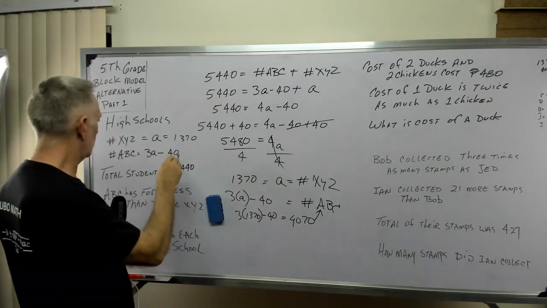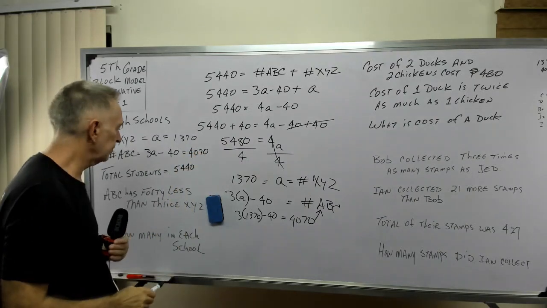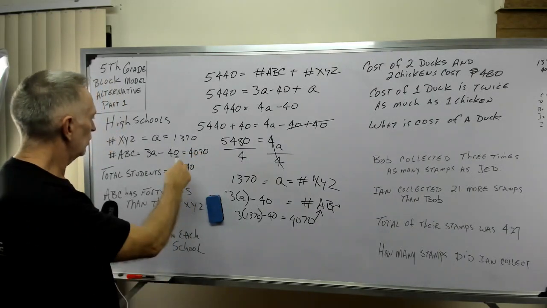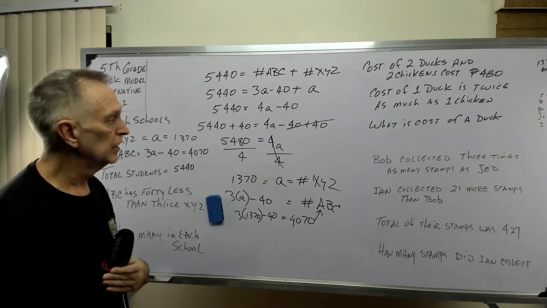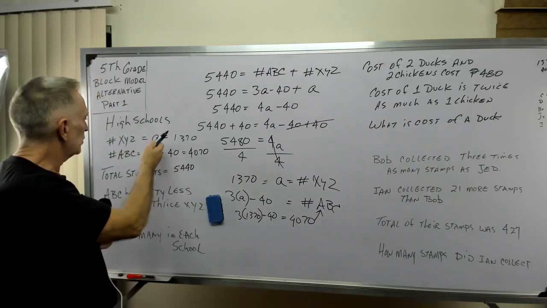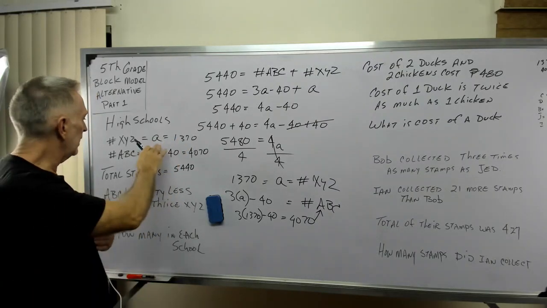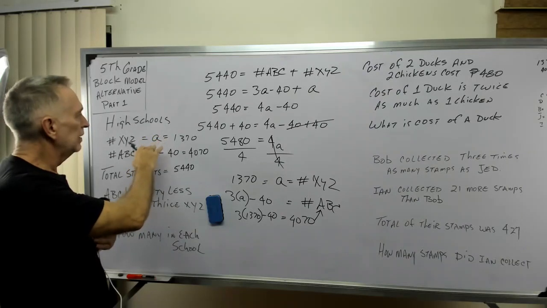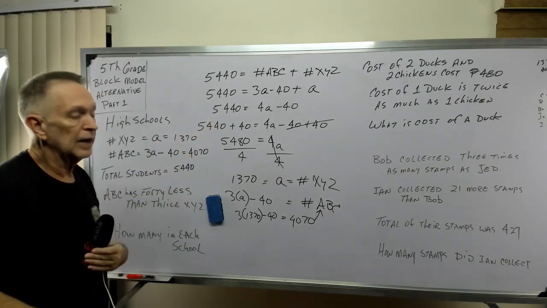So 4,070. If you add those two numbers together, you'll get 5,440. So that's how we could just let A equal a number, or A equal the variable, and then walk through this and solve for A and go back and end up finding what we need.